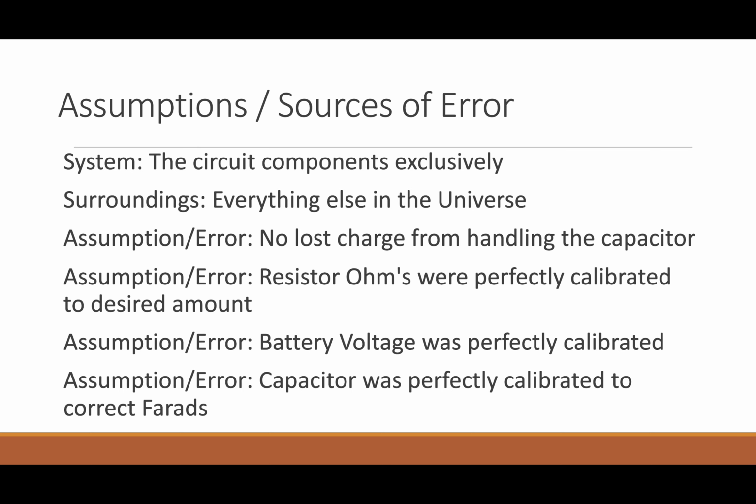Assumptions/sources of error. First, the system was the circuit components exclusively. The surroundings was everything else in the universe. The first assumption/error was that no charge was lost from handling the capacitor. The second error was that the resistors' ohms were perfectly calibrated to the desired amount. The third error was that the battery voltage was perfectly calibrated to be the 3 volts we were looking for. And the last assumption/source of error was that the capacitor was perfectly calibrated to the correct capacitance in the correct farads.